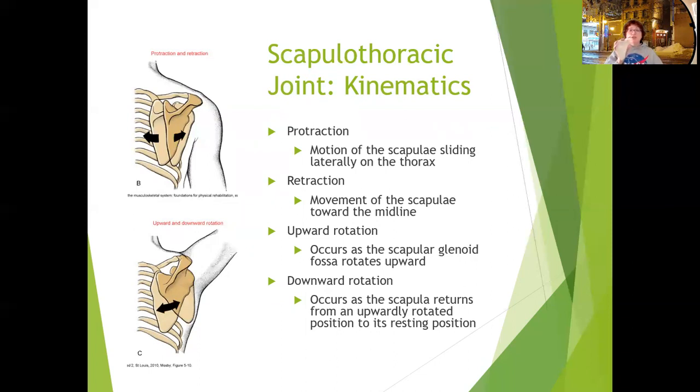Upward rotation occurs as the glenoid fossa rotates upward, or you can think of it as the inferior angle rotating upward. Downward rotation is an upwardly rotated scapula returning to its resting position. Looking at the glenoid fossa sort of gives you that upward, downward. So it rotates up, now it's a little cup, and then it rotates back to its resting position.